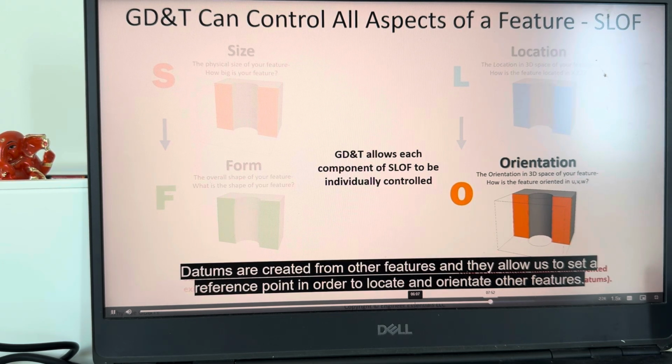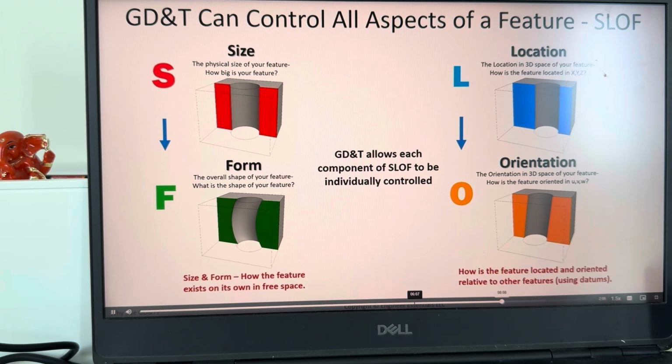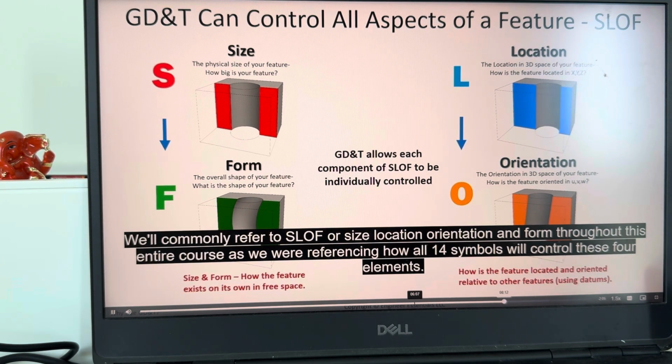Datums are created from other features, and they allow us to set a reference point in order to locate and orient other features. These four components, size, location, orientation, and form, or SLOF for short, are the only variables that all 14 symbols will control. We'll commonly refer to SLOF, or size, location, orientation, and form, throughout this entire course as we're referencing how all 14 symbols will control these four elements.